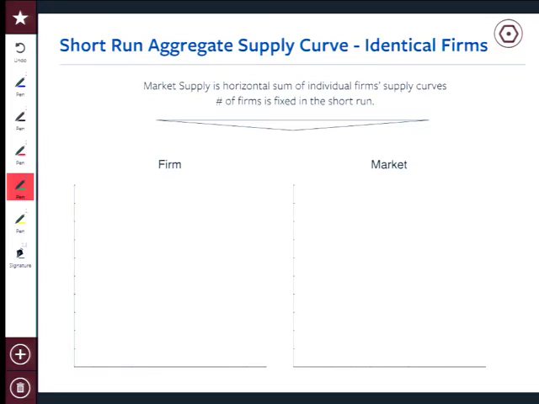So think of a firm, or a market, with 2 firms, or do we want to do 3 firms? How much time do we have? 3 firms, okay? So 3 firms.